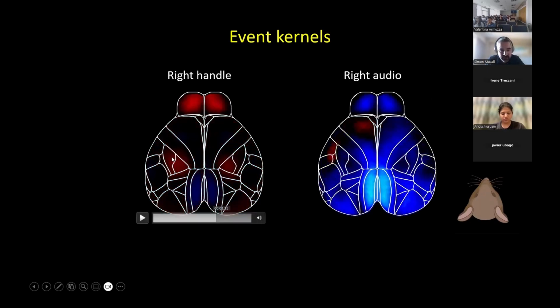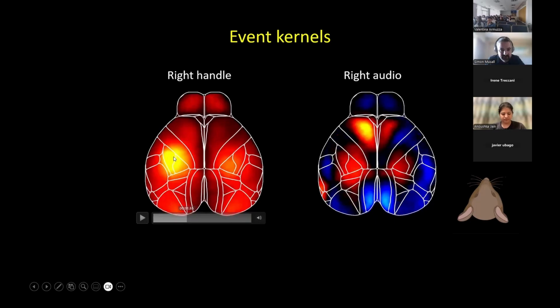So I did a poor job here. But this area is exactly where you would expect the somatosensory forepaw region to be. So this is somatosensory cortex, and then we also have primary motor cortex right next to it. So this is highly spatially specific.